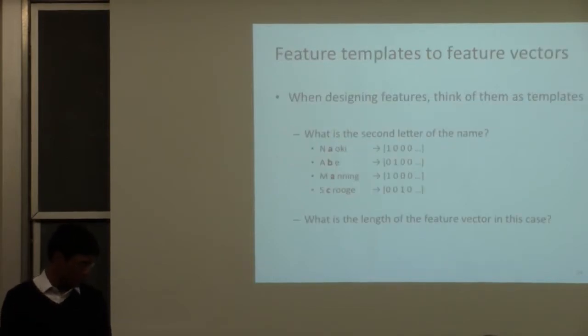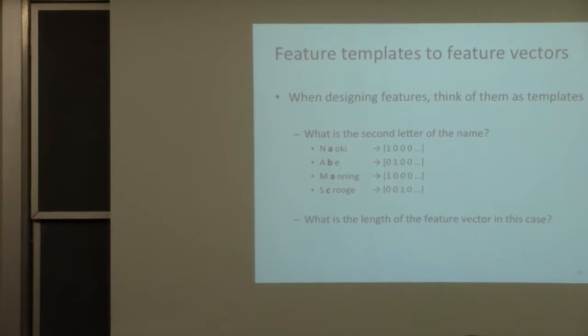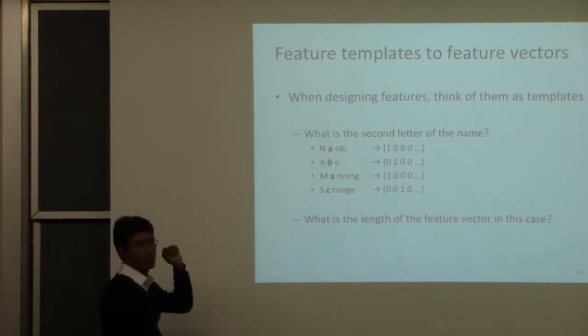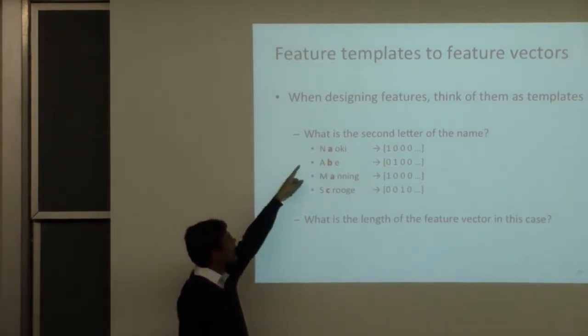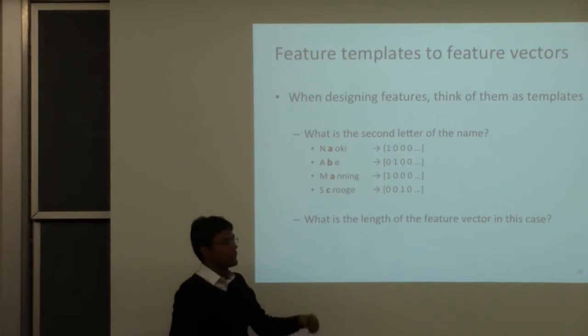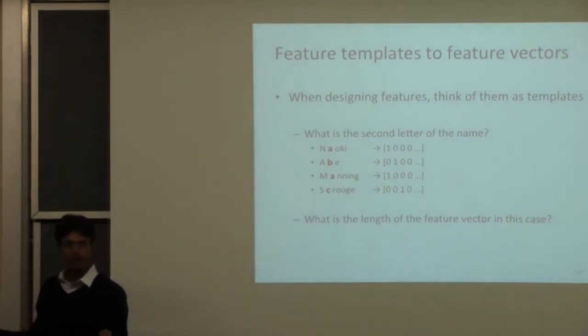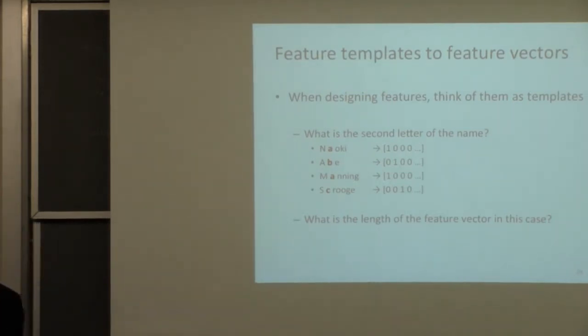A little bit more about feature vectors. I told you that feature functions can be thought of as templates that produce feature vectors, and here's an instantiation of that. What's the second letter of the name? So this function looks at the second letter, and if it's an A, it puts a 1 in the first position and a 0 everywhere else. If it's a B, it puts a 1 in the second position and a 0 everywhere else, and so on.